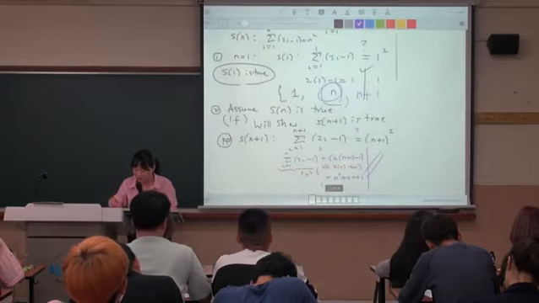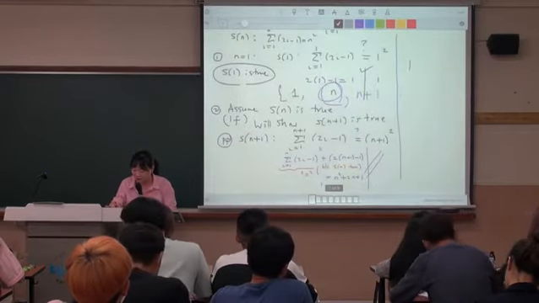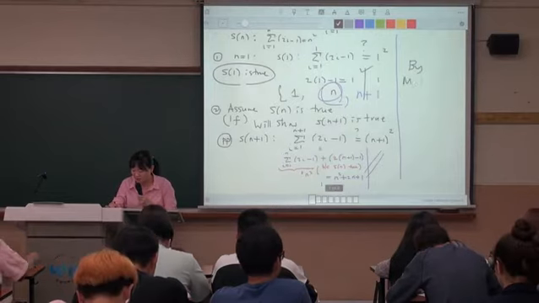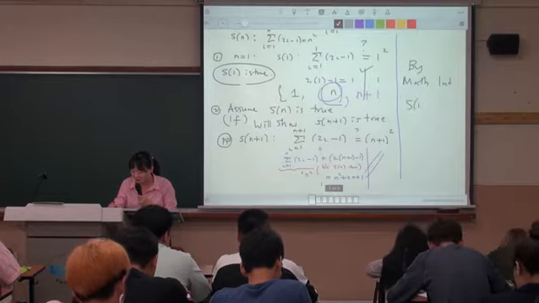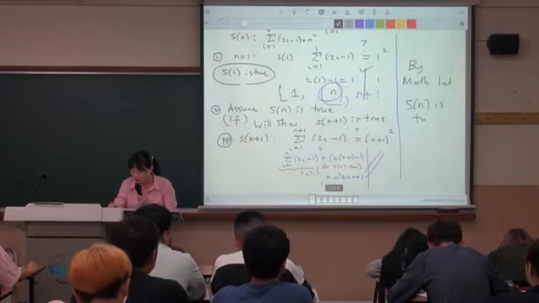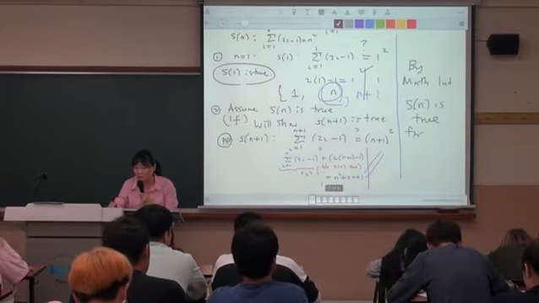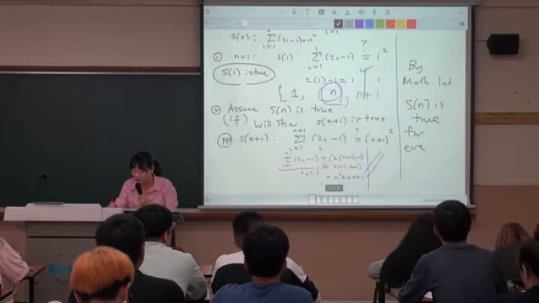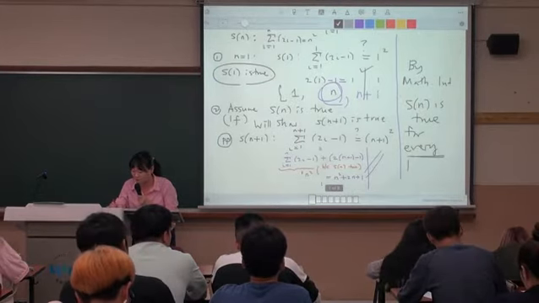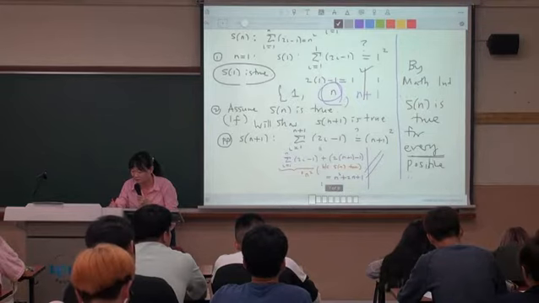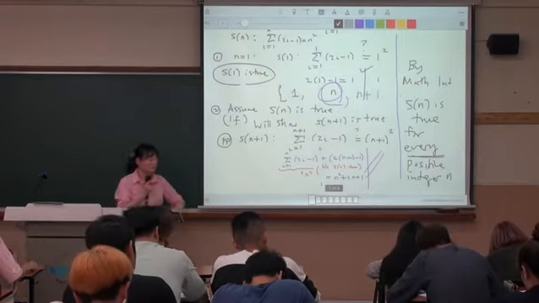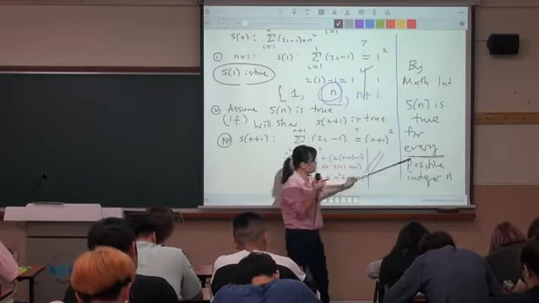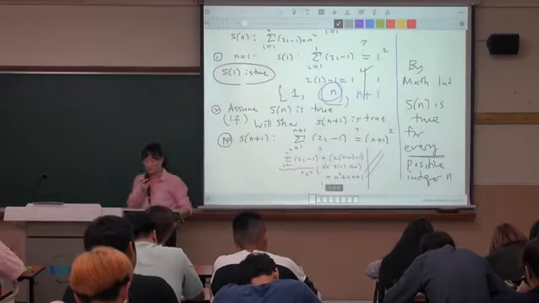So as the conclusion, by mathematical induction, S of n is true for, you must not forget this. After doing all this, you must write this. For every positive integer n. By mathematical induction, S of n is true for every positive integer n.